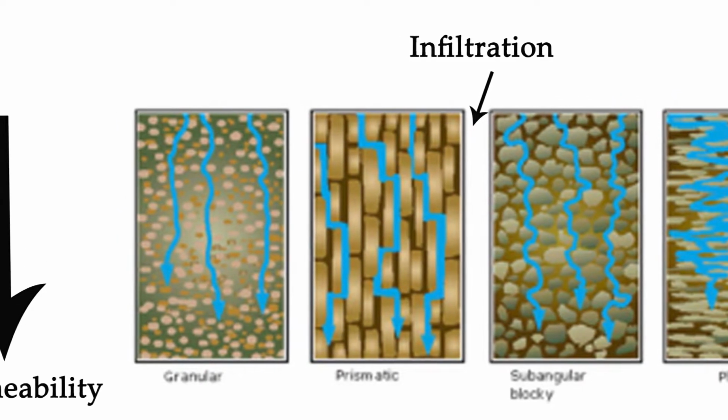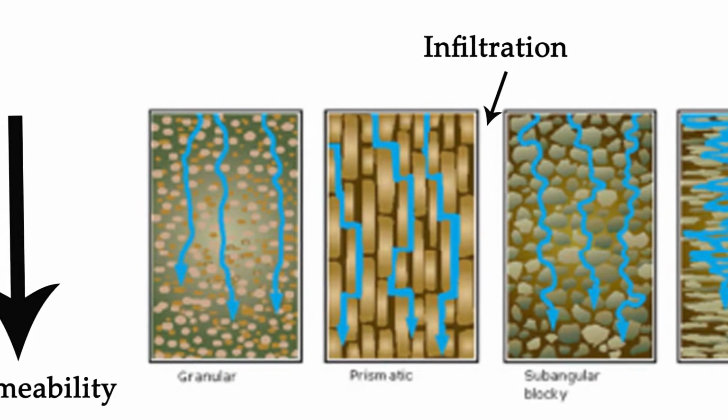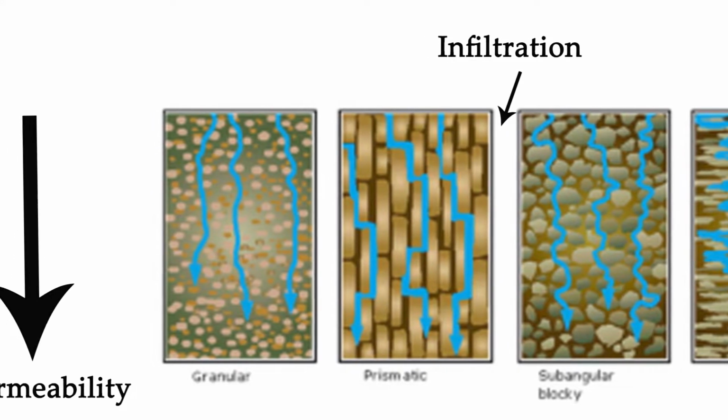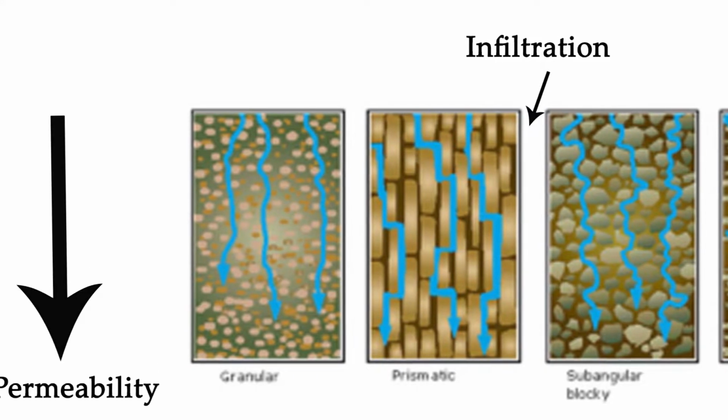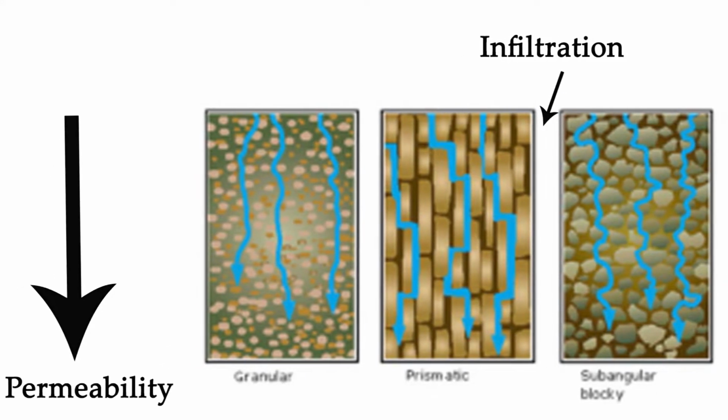So the lower bulk density would have much better permeability. If there's a lot of rock fragments, there'll be much better permeability because it just goes right down through those voids that they create.